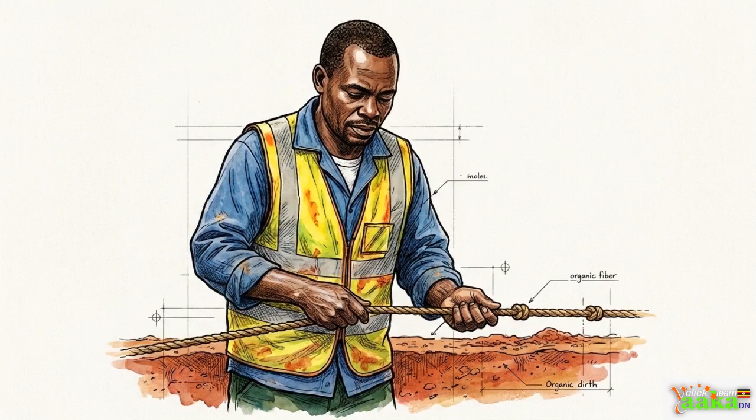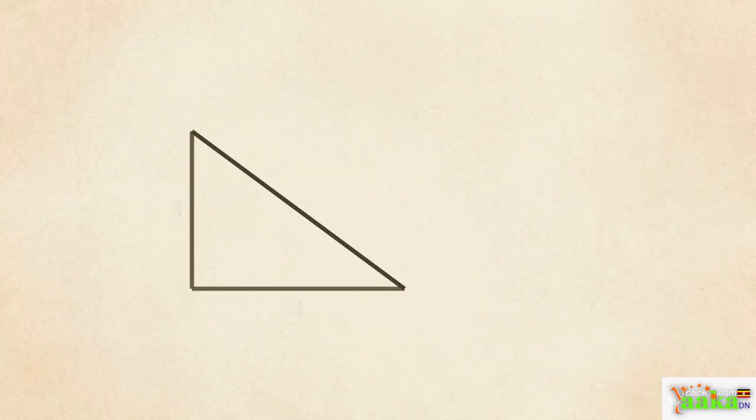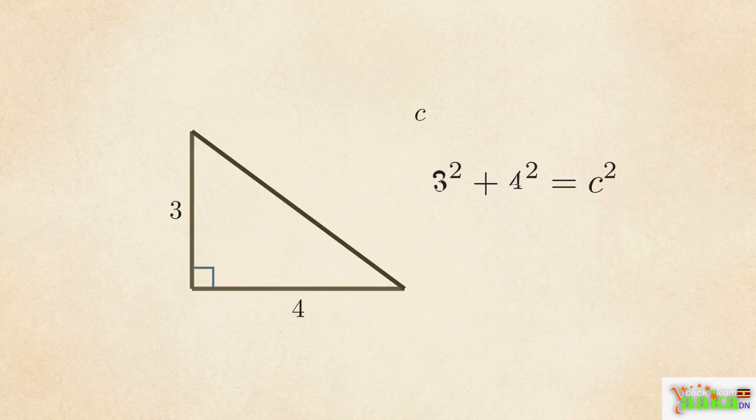Local masons use this rule to make sure their house foundations have perfectly square corners. They take a rope tied with 12 evenly spaced knots and stretch it into a triangle with sides of 3, 4, and 5 units. Let's test the math on that foundation. We plug our shorter sides into the formula. The order of operations is critical. You must square the numbers before you add them together. 3 squared is 9, 4 squared is 16, and adding those gives us 25.